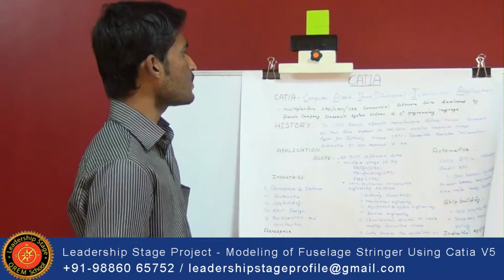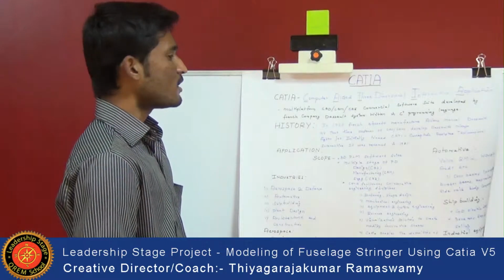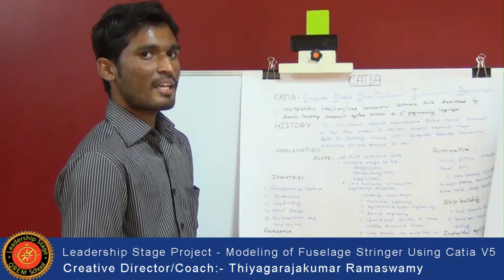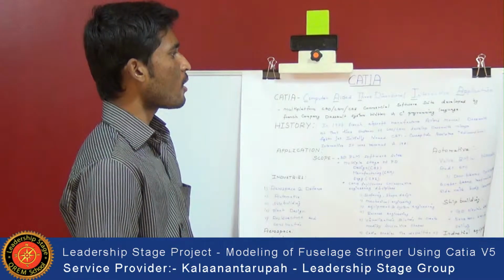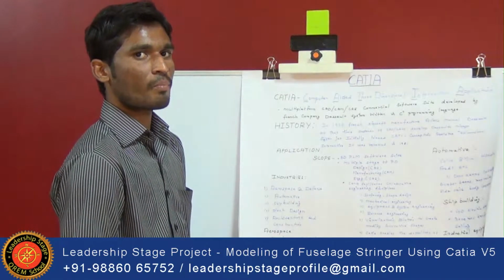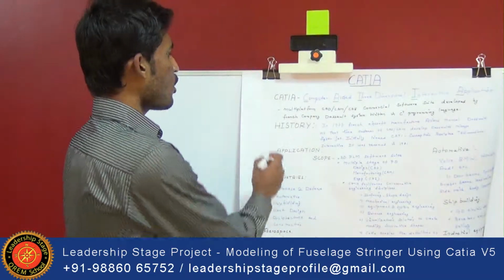What is Catia? Catia is a computer-aided three-dimensional interactive application, and it's a multi-platform CAD, CAM and CAE software suite, developed by the French company Dassault Systèmes, and written in C++ language. Let's see the history of Catia.